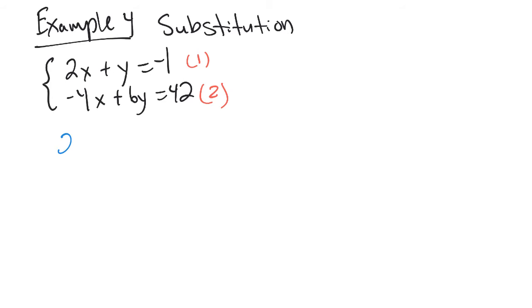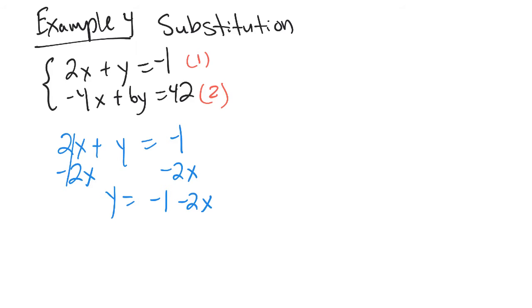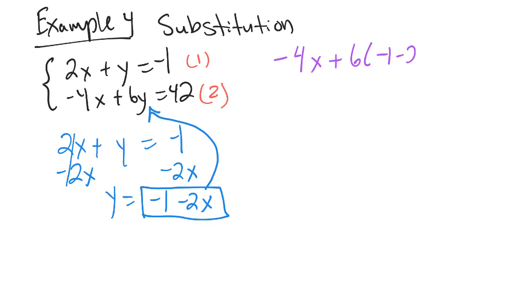We're going to take our equation 1 and we're going to solve it for y. Now, I picked y because notice y has no coefficient with it. y is almost by itself. So it's easiest to solve this one for y than for x, because you just got to minus this 2x over. So y equals -1 minus 2x. So we're going to take this -1 minus 2x and plug it into y in our second equation. So we have now -4x plus 6 times (-1 minus 2x) equals 42.